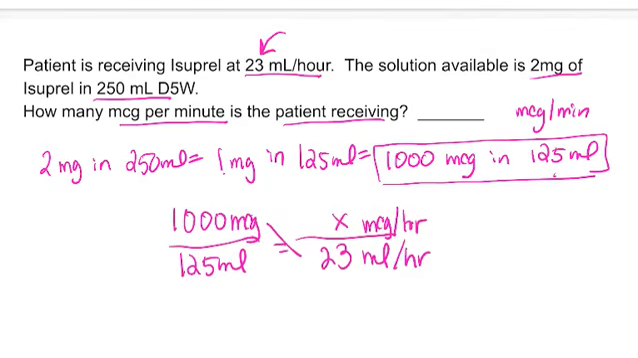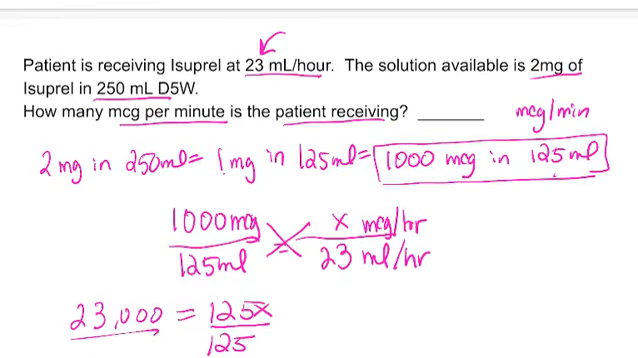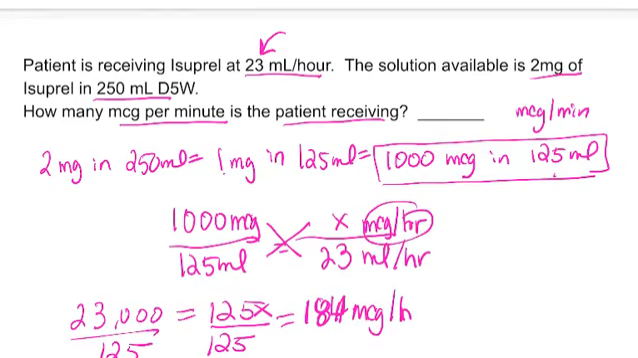If I'm going to cross multiply, it's not as clean anymore. I'm going to do 1,000 times 23, which is 23,000, and that is going to equal 125 times X. Then I have to divide both sides by 125, and I'm going to get 184. Oops, that's very messy. 184 micrograms per hour. Is that what I want? I want micrograms per minute, right?